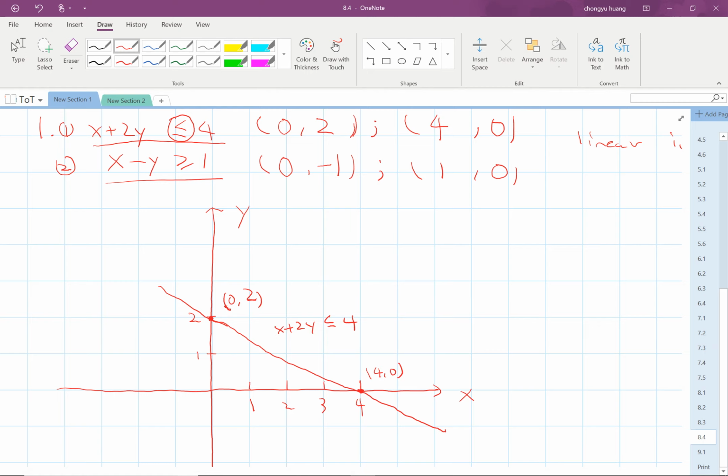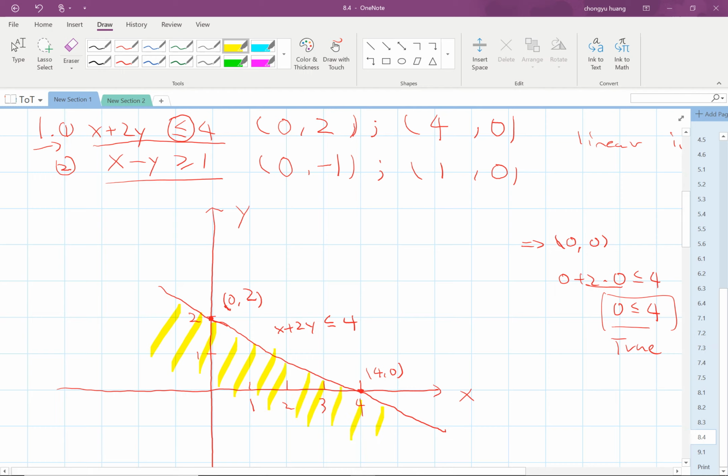So you plug in 0, 0 into the first equation. Let me actually write it down. So we have 0 plus 2 multiplied by 0 less than or equal to 4. As you can see, everything over here is 0. 0 less than or equal to 4. The statement is true, right? So that means we have to include this area over here.